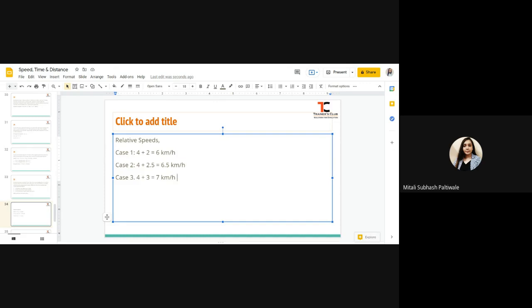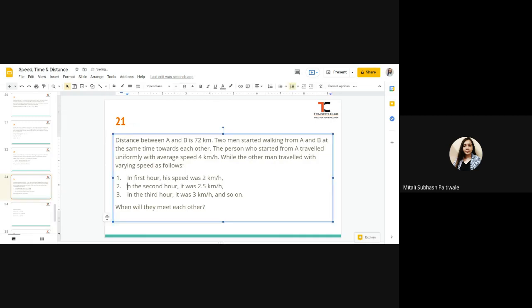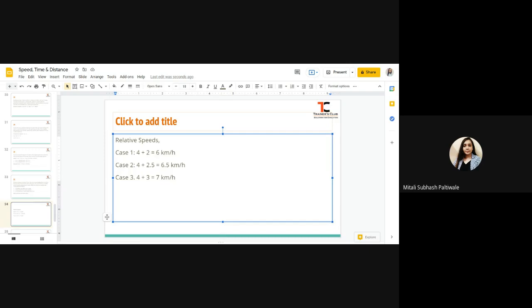Now look at this. His speed is getting increased by 0.5 in every hour. So if it is case 4, the speed will be 7.5. Case 5, the speed will be 8. So we can say that this is an arithmetic progression. Let's consider the arithmetic progression to start at 6, and d is equal to 0.5, because in every hour his speed is getting increased by 0.5 kilometer.